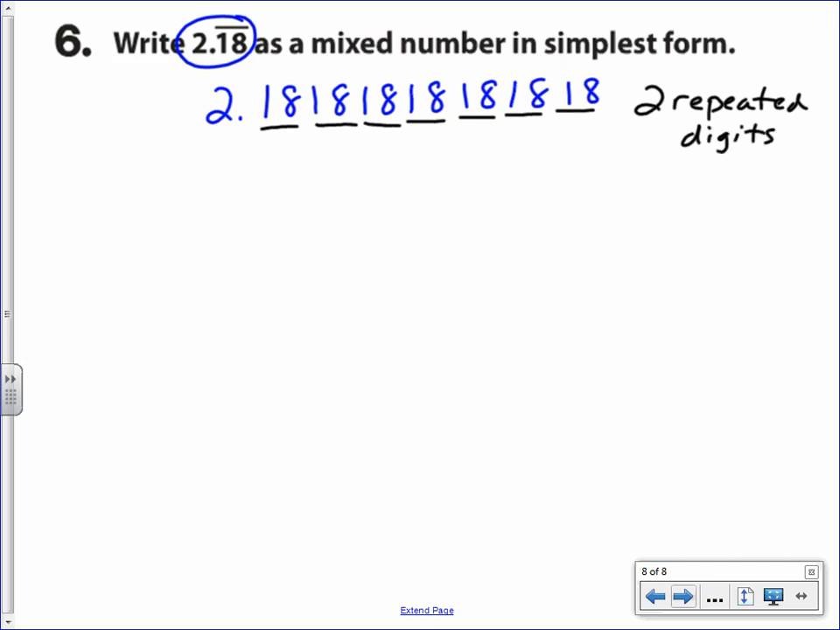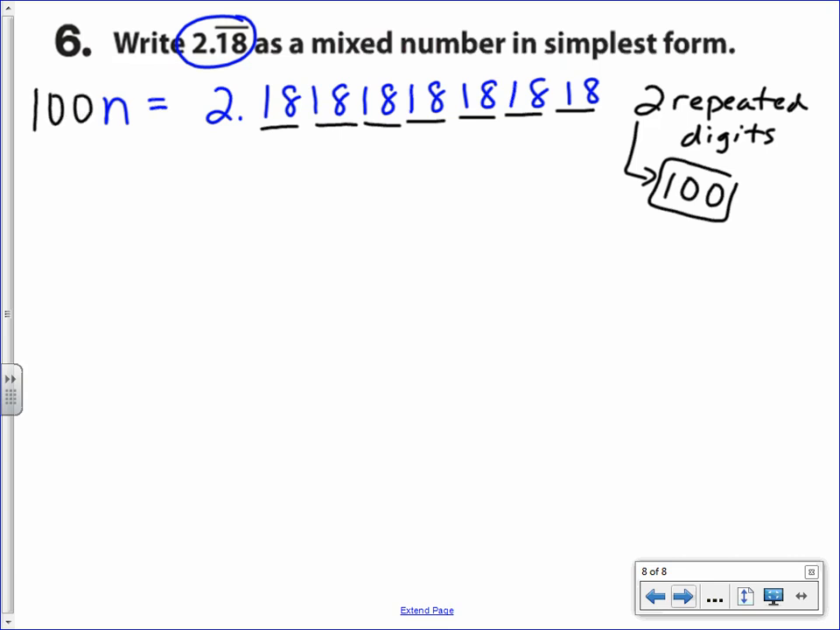So in order to get rid of our repeating part, we want to multiply by a power of 10 that has 2 zeros on it, because there's 2 repeated. So a power of 10 with 2 zeros is just 100. That's what we're going to multiply both sides by. First thing we're going to say is that n equals our repeating number, 2.18181818. I want to multiply both sides by 100.